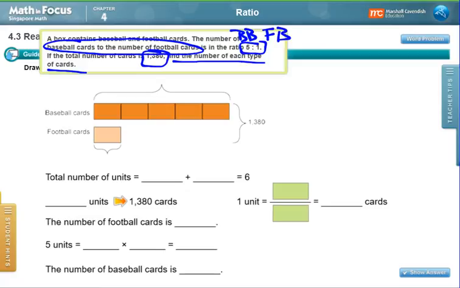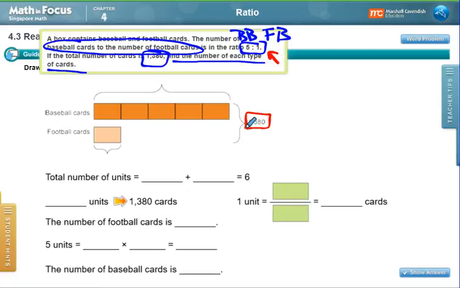5 of them are dark, 1 of them is light, because of the ratio that we're starting with here, 5 to 1. We have 5 baseball cards for every 1 football card. And the total of everything altogether is the 1,380. So we're going to use a picture to help us solve this problem.